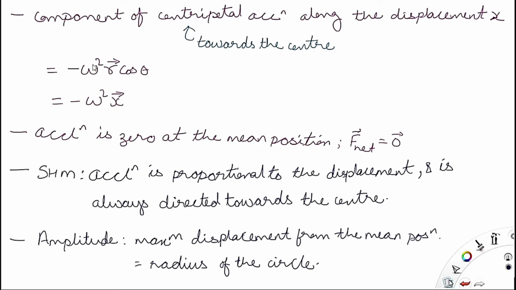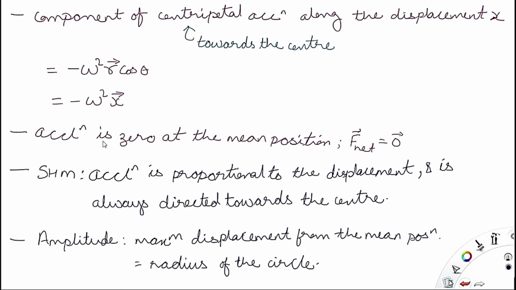Omega is the angular velocity in radian per second. r is the position vector or radius vector, and cos theta is the component. So this is also equal to minus omega square x, because x is equal to r cos theta. Now acceleration is 0 at the mean position. The net force acting at the mean position is equal to 0, and the mean position is also known as the equilibrium position. So equilibrium means net force is equal to 0.